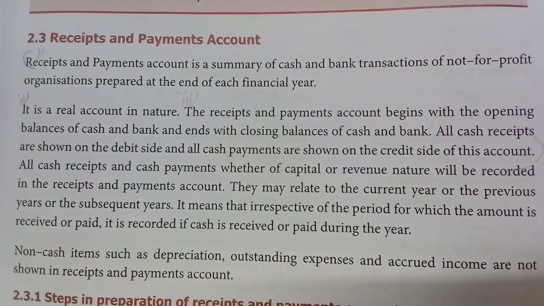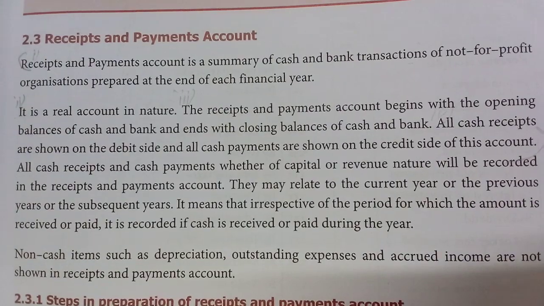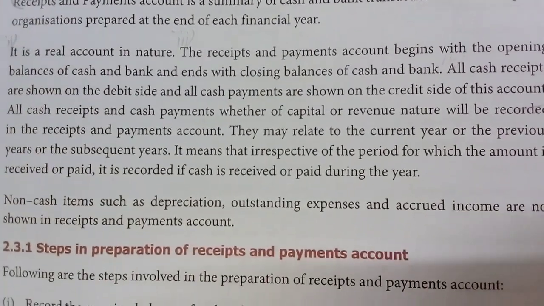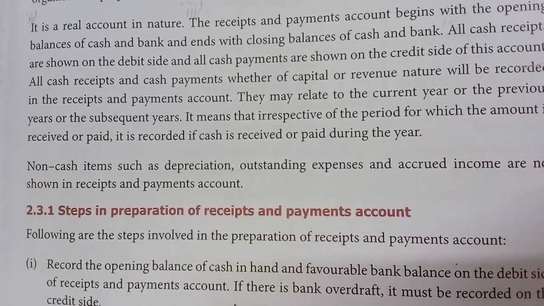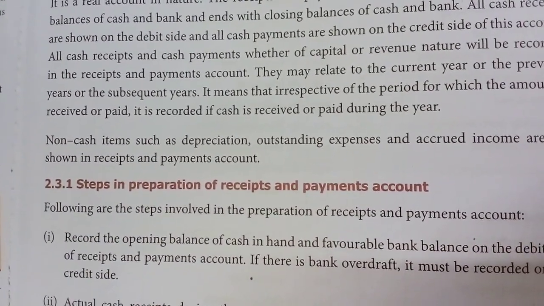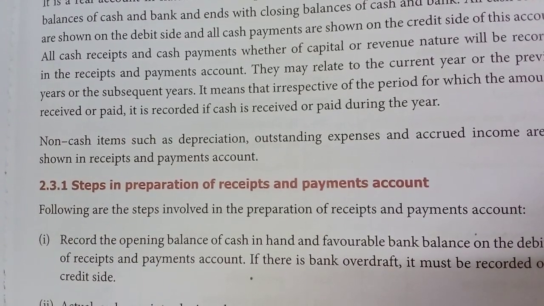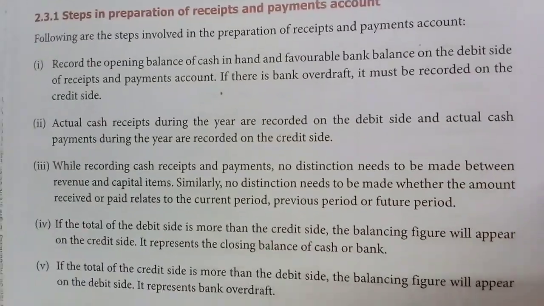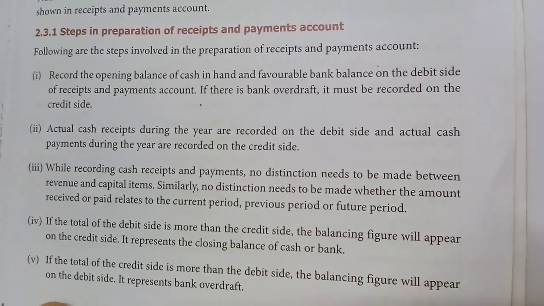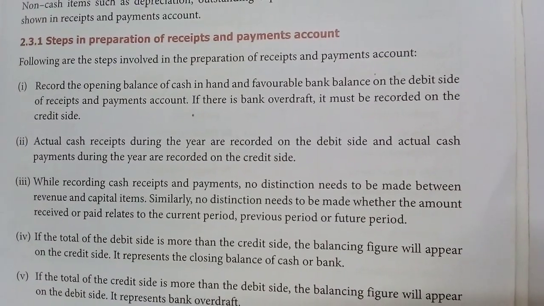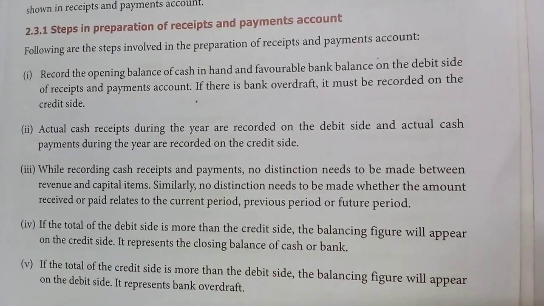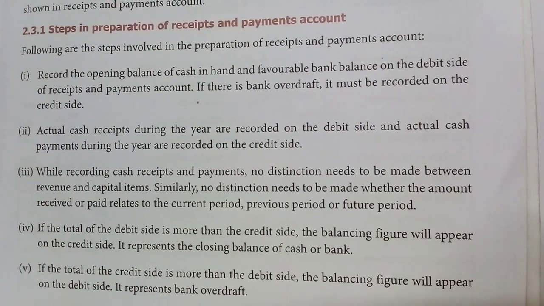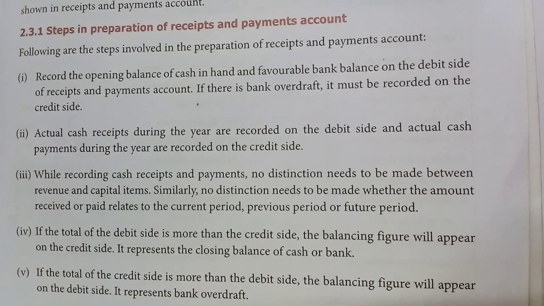Okay, now we will start. Before starting, one more thing you have to remember, the steps in preparation. First, what we have to write? The heading. Then on the left side debtor, on the right side creditor. Since it is an account, you have to write debtor and creditor, then on the left hand side receipts, on the right hand side payments, then rupees you have to write. Then we will start entering the items. The first one should be the opening cash balance and bank balance. You have to write to balance brought down, cash, bank.